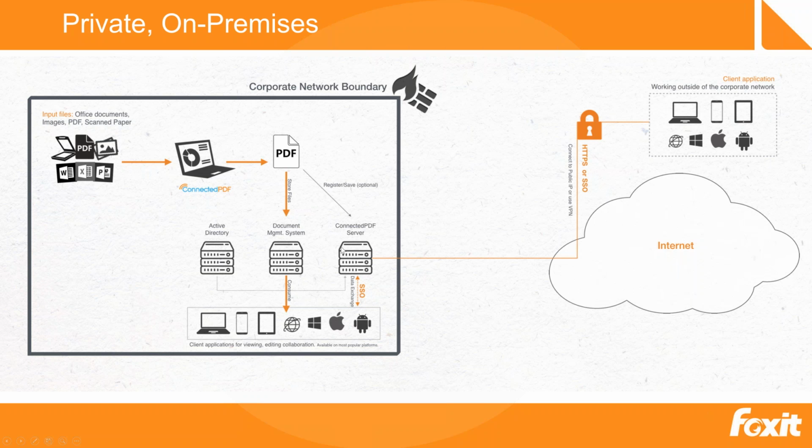But that can be moved anywhere. So this is an example of a completely on-premise solution here. This corporate network boundary here, this is any corporation or organization who wants everything to stay contained and managed within their organization. This is where that would occur.